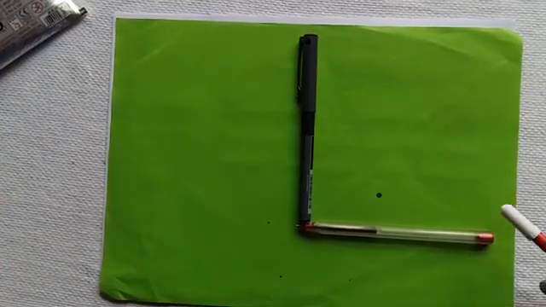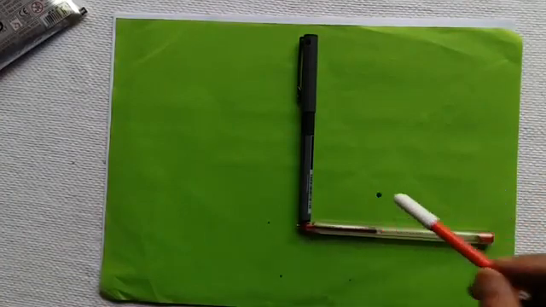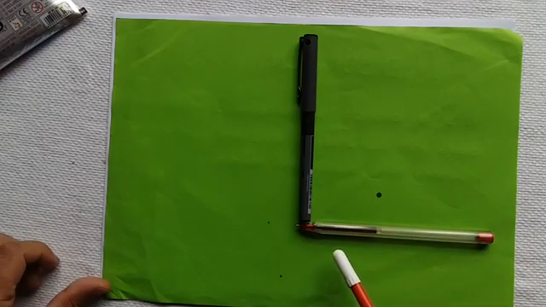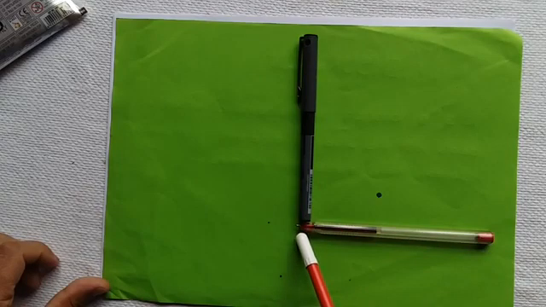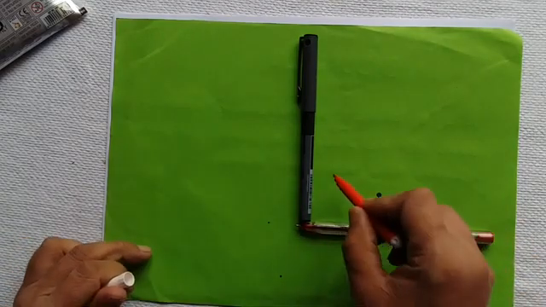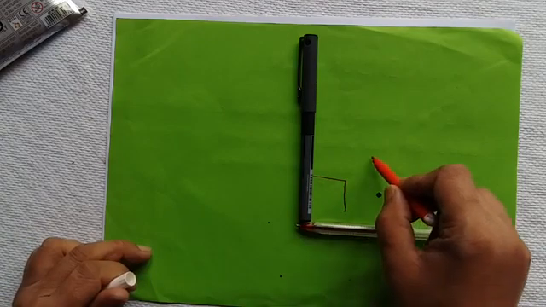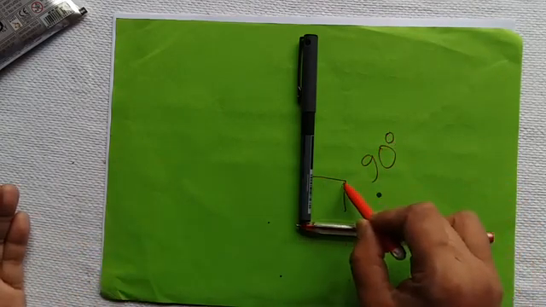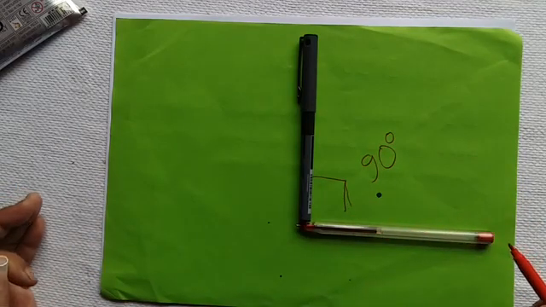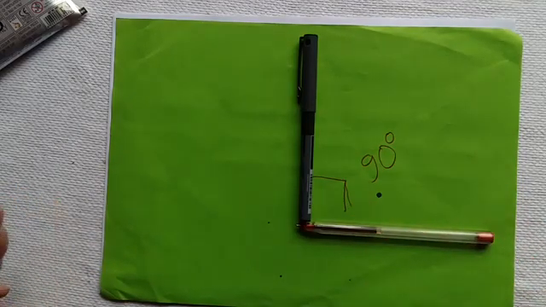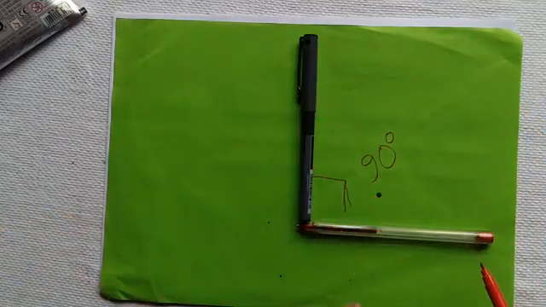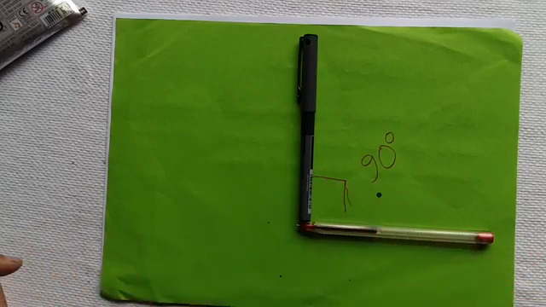Here you can see I have placed two of my pens in this position and now the red pen and the gray pen meet at this point, and the point where they meet forms an angle. This angle is 90 degree. We usually denote 90 degree by a square box. So now it can be said that the gray pen is perpendicular to the red pen, and the red pen is perpendicular to the gray pen.